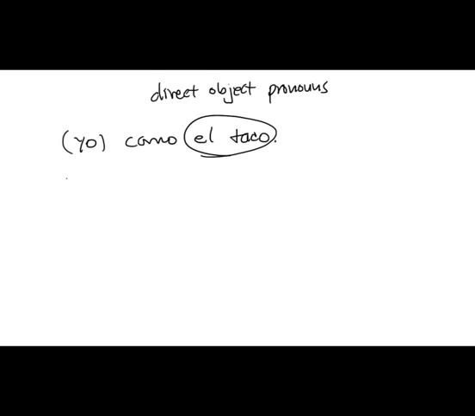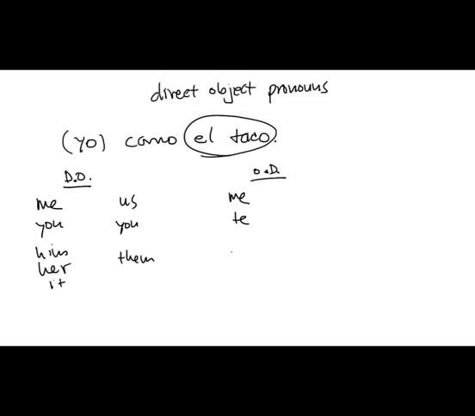Okay. The direct object pronouns, that is, nouns that can take the place of other nouns, pronouns, in English are me, you, him, her, it, us, you plural, and them. Okay? In Spanish, for the direct object pronouns, we have me, te, lo, la, nos, os, los, las. Me, of course, means me.